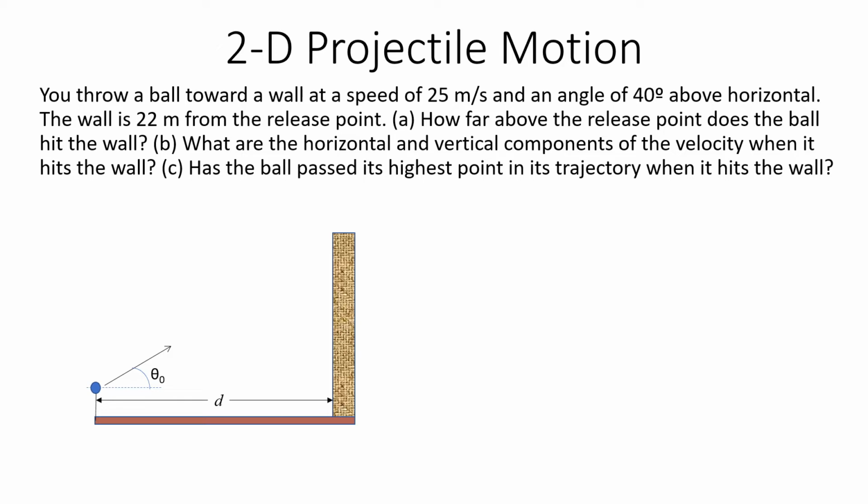All right, so I've drawn a diagram here, and we're given the initial velocity in both magnitude and angle, and we know how far away from the wall it is. So if we want to get part A, how far above the release point, that would be the y position, we would need to know the time it takes to get to the wall. Well, we know how far it is, and we know the horizontal component of the velocity, so from that we can get the time. The time would just be the distance divided by the horizontal velocity.